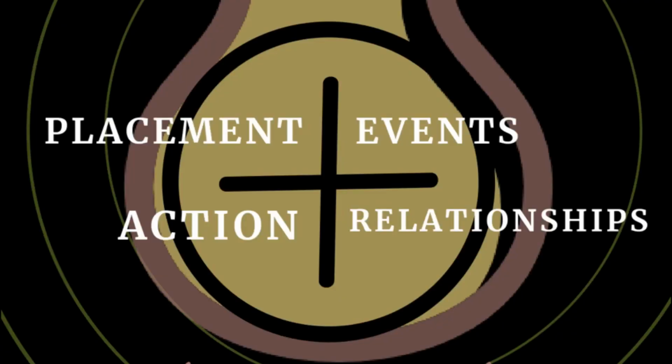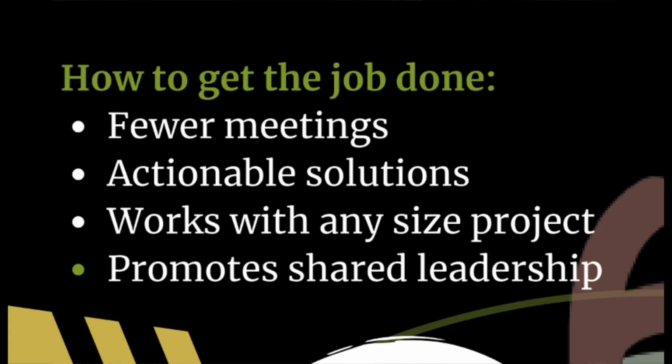PEAR stands for placement, events, action, and relationships. The PEAR process helps you get the job done with fewer meetings. Even though meetings can be a wonderful way to build friendships and relationships, they also can be a wonderful way to kill momentum for a project. So it's important that meetings happen more in an evaluation phase, but in the implementation phase, you want to spend your time together actually working on the project, not just talking about the project.